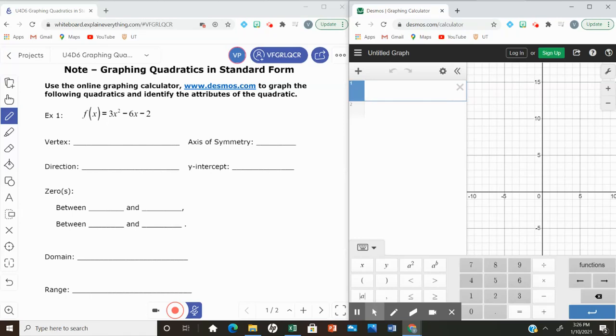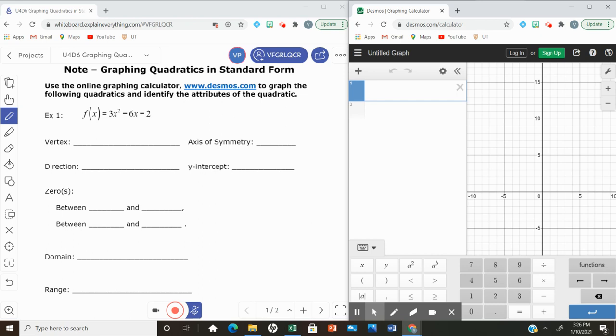Hey everybody, today we are going to continue looking at quadratics written in standard form. Prior to this, you guys looked at how to find the vertex and axis of symmetry by using some formulas. And so for today's lesson, we're actually going to look at graphing these quadratics and looking at the key attributes based on the graph. So as you can see, the notes are open on the left-hand side of your screen and the Desmos graphing calculator is open on the right. So let's go ahead and let's begin.